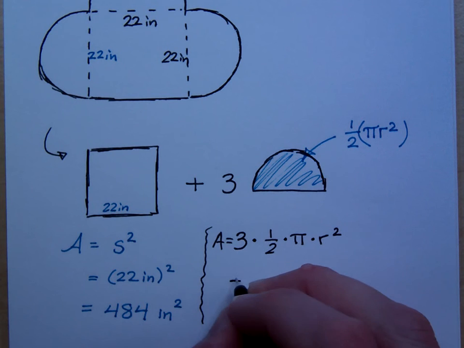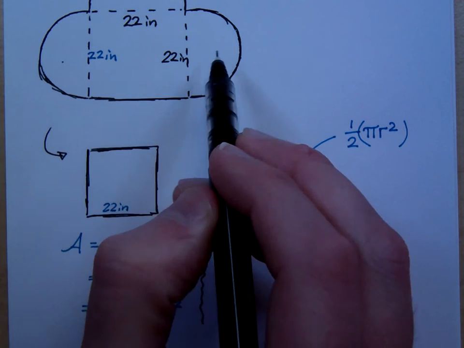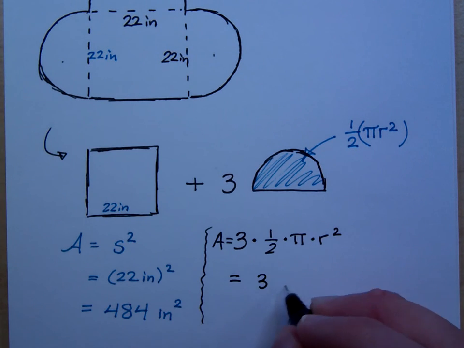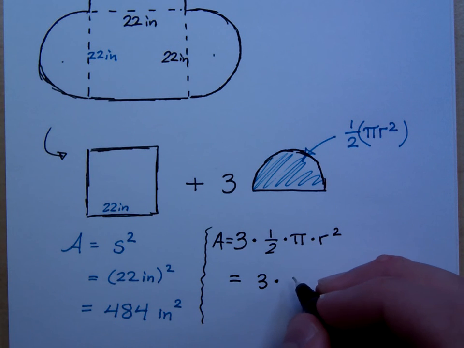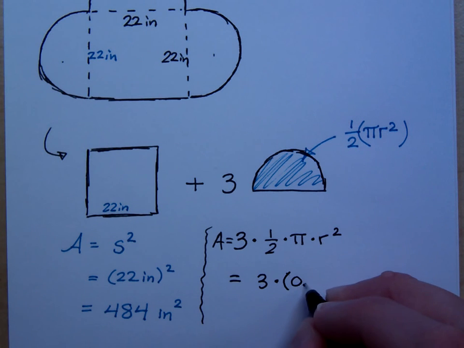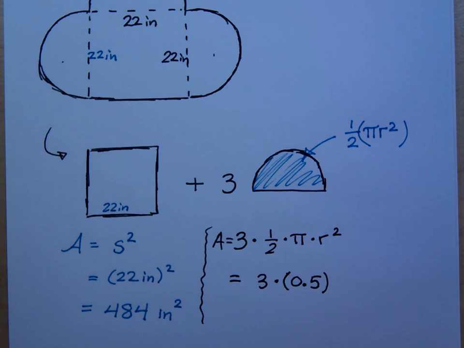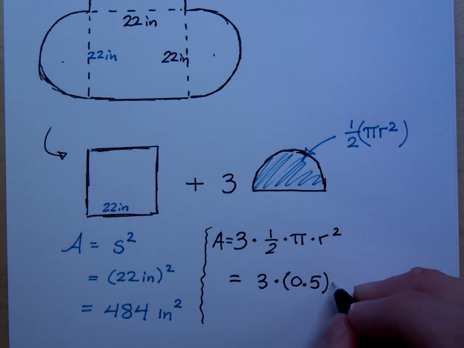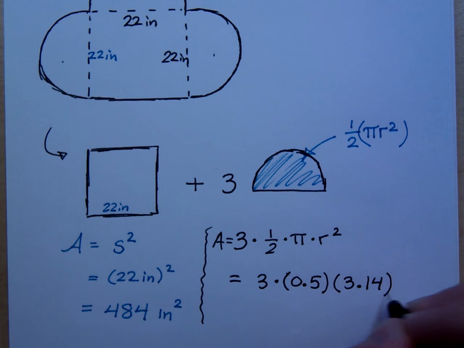So the area for all three of these guys combined will be 3 times, let's go ahead and convert 1/2 to a decimal because you know what that is. You've memorized these. It's what? It's 0.5. And you're going to write pi as what? 3.14. Now times the radius squared. So what's your radius? 44.